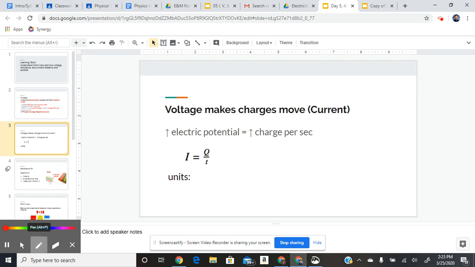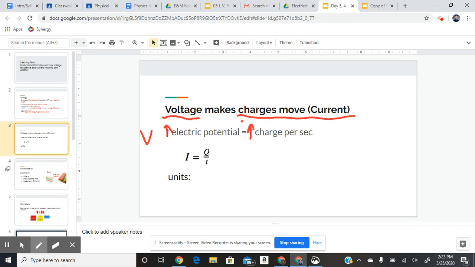current. Voltage is what makes the electrons move within a circuit, and that movement of charges, or movement of electrons, is what we call current. Now, the higher the electrical potential, remember, electrical potential is just another word for voltage, or the higher the voltage, then the higher the charge per second is going to be, or the higher the current is going to be.